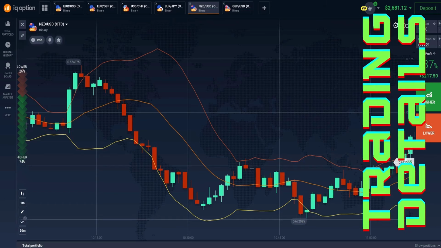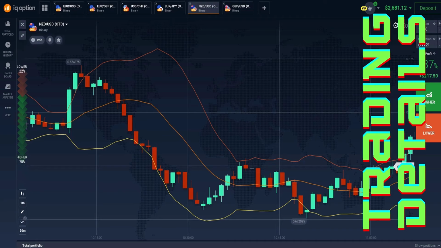Time frame and expiry settings. Use 1-minute candlesticks. Set your trade expiry to 1 minute as well. This setup works well for quick entries and exits, especially in binary trading. Best times to trade: European session and New York session. Avoid trading during major news events. Price can become unpredictable.